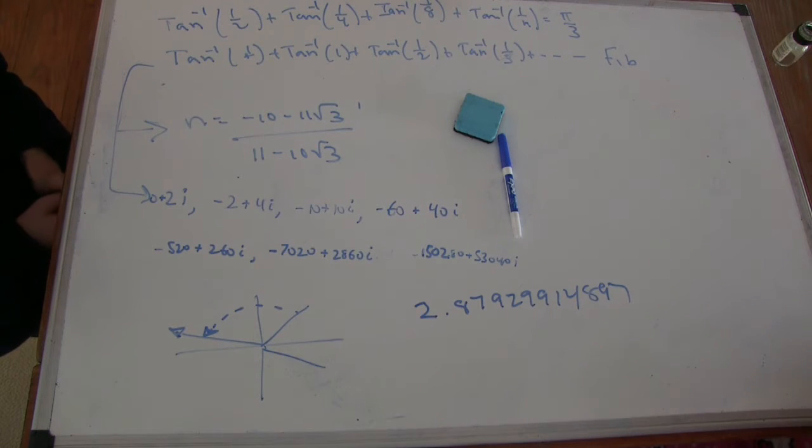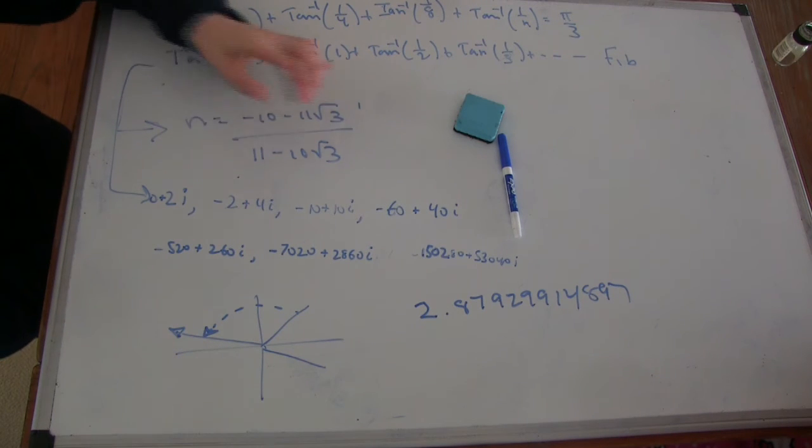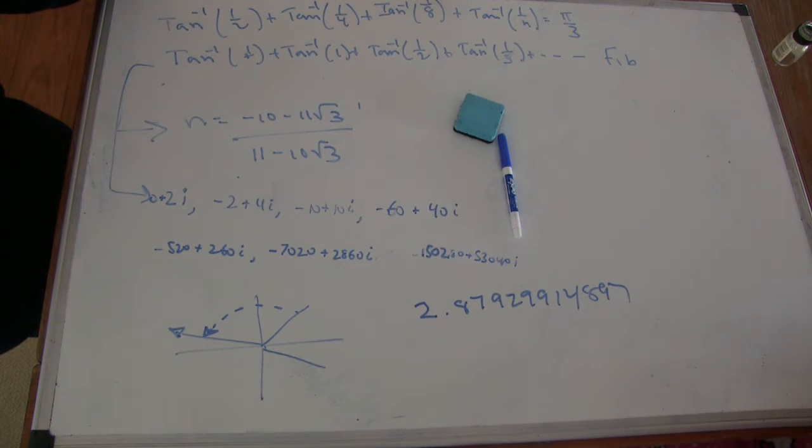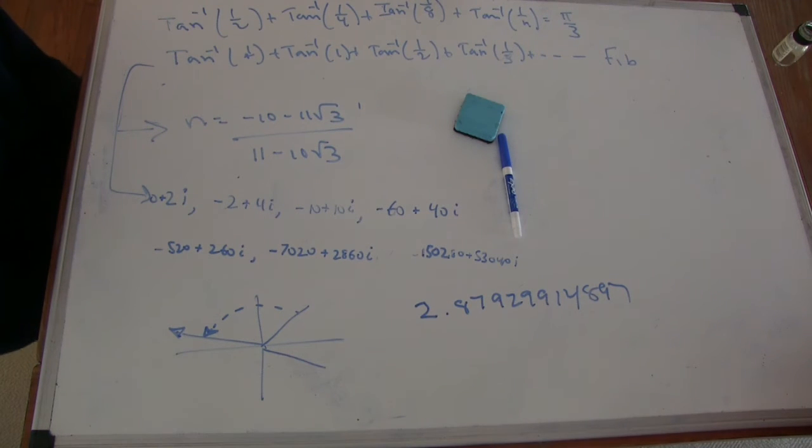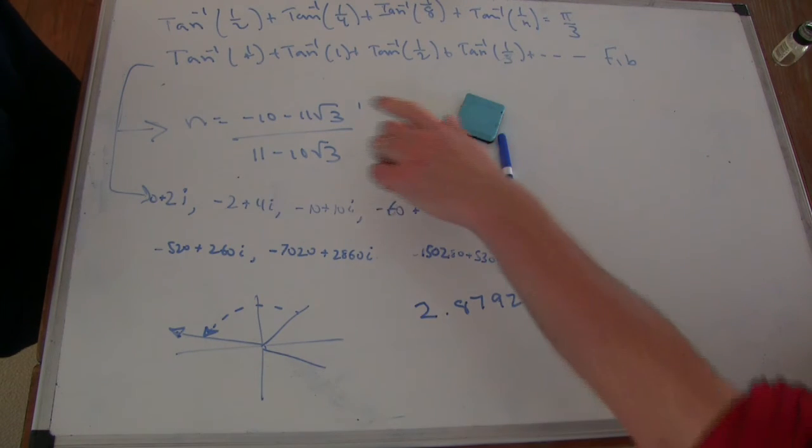So an interesting question about this number, minus 10 minus 11 root 3 over 11 minus 10 root 3, is actually, is it positive or negative? Looks like it's actually positive because the top is clearly negative, and then the bottom is also going to be negative. How do you know the bottom's negative? Well, root 3 is around 1.7. 10 times 1.7 is 17, so 11 minus 17 would be negative. Yep, very good.